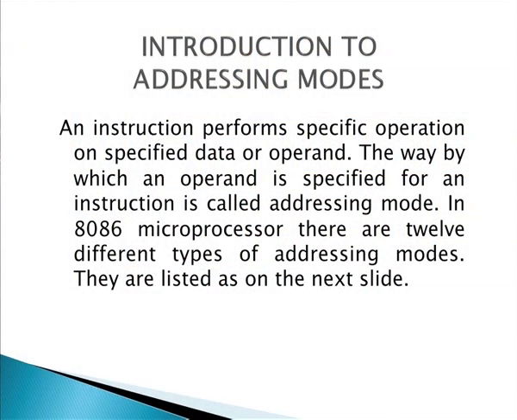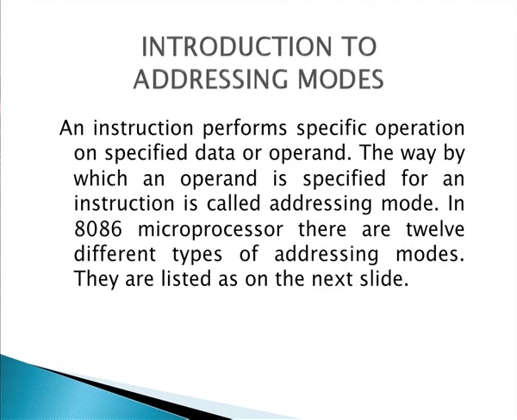Now let us have a general definition of the addressing mode, and then we will see the different addressing modes of 8086. An instruction performs a specific operation on specified data or the operand. The way by which an operand is specified for an instruction is called the addressing mode. In the 8086 microprocessor, there are in total 12 different types of addressing modes.